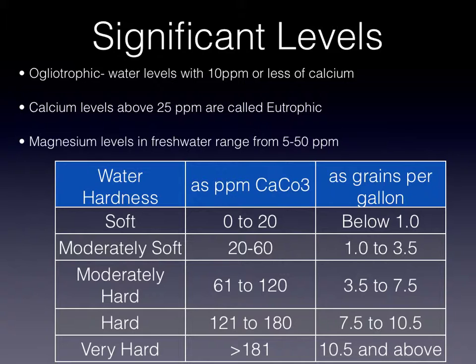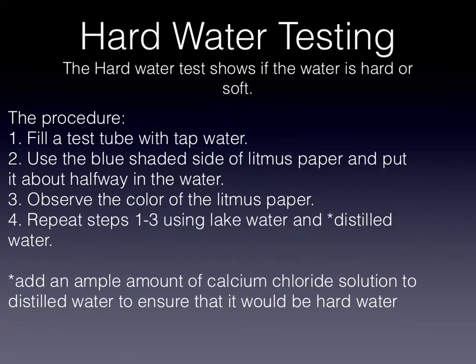There are no health standards for water hardness, but hard water causes problems in home and industrial water systems. The graph shown portrays the level of calcium carbonate and how it relates to hard and soft water. The hard water test shows if the water is hard or soft.